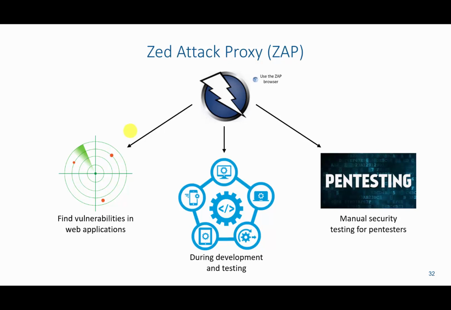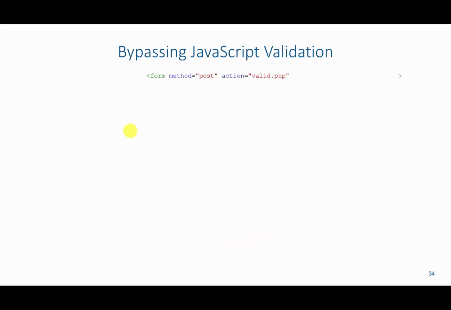So what we'll want to do is use the ZAP browser to capture certain things and then manipulate those as we go forward. In order to evaluate ZAP, we're going to use JavaScript validation. Now, with JavaScript validation, depending on the browser, you can manipulate it after the page has loaded or not. ZAP allows you to send the elements after you've passed the JavaScript validation.